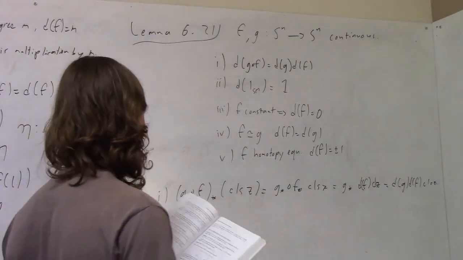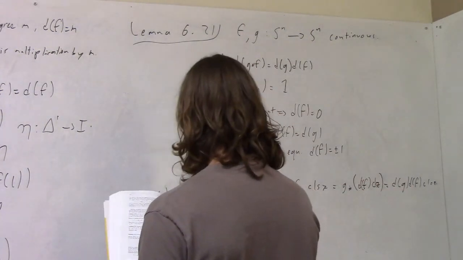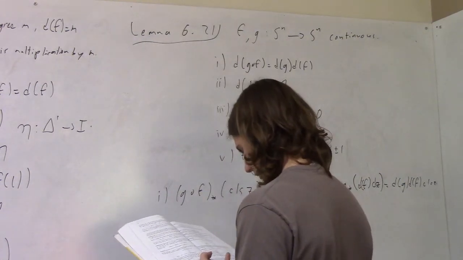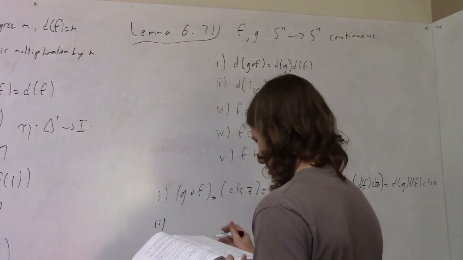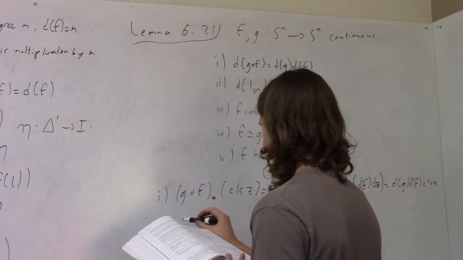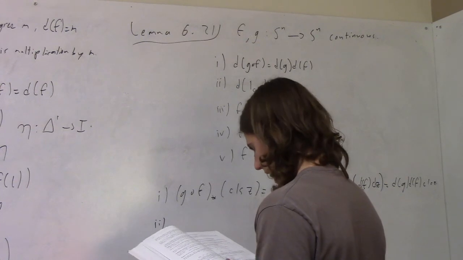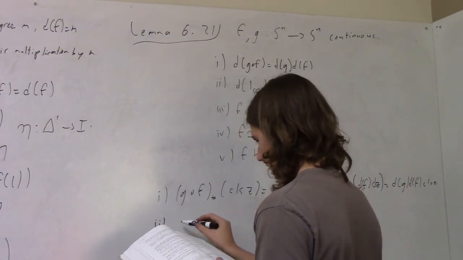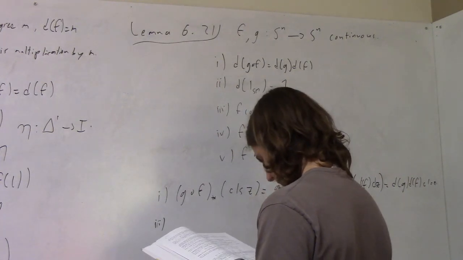You guys can just skip this. Okay. And then the induced mapping of the identity is just the identity, and so its degree is just 1. That's for the second one. Third one, let's see. I'm going to go to 4, maybe.